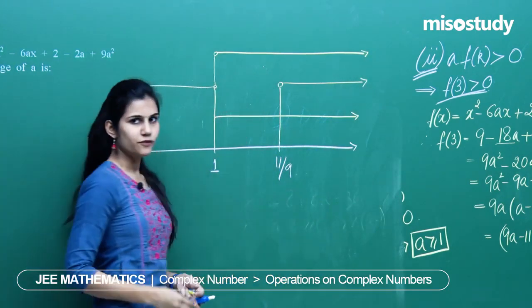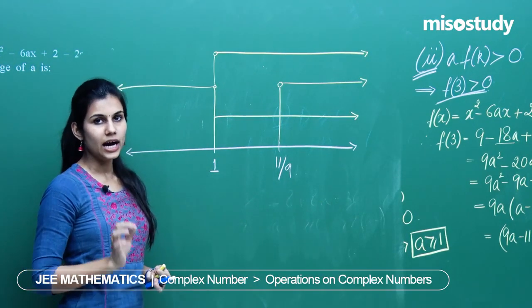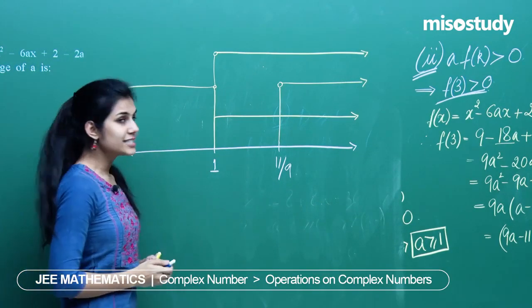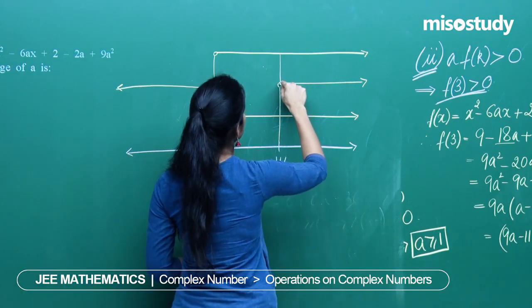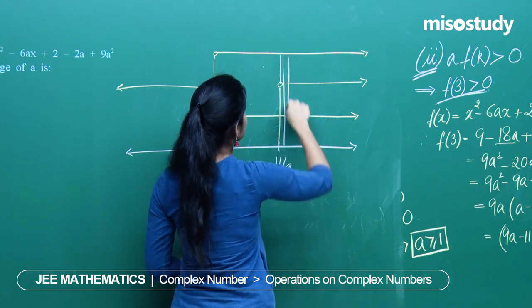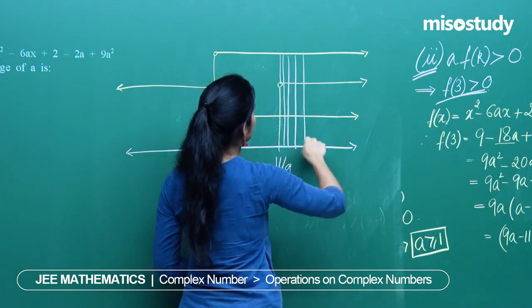So this is what I have from the third condition on a. So what is the common region? You can definitely see that this region is the common region.